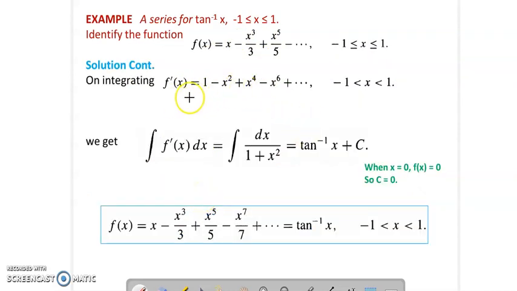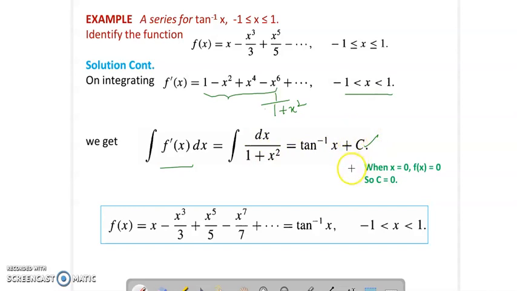On integrating f dash x, which is equal to this, for x lying between -1 and 1, we have the integral of this one equal to the integral of dx upon 1 plus x square. Why this one? Because the sum of this series is a upon 1 minus r, which is this quantity. So integrating here you have this, and on integrating here you have this integration, dx upon 1 plus x square, and this is equal to tan inverse x plus a constant of integration c.